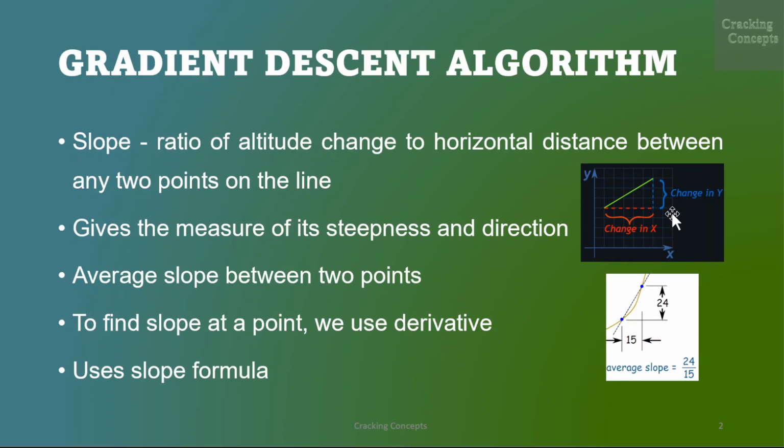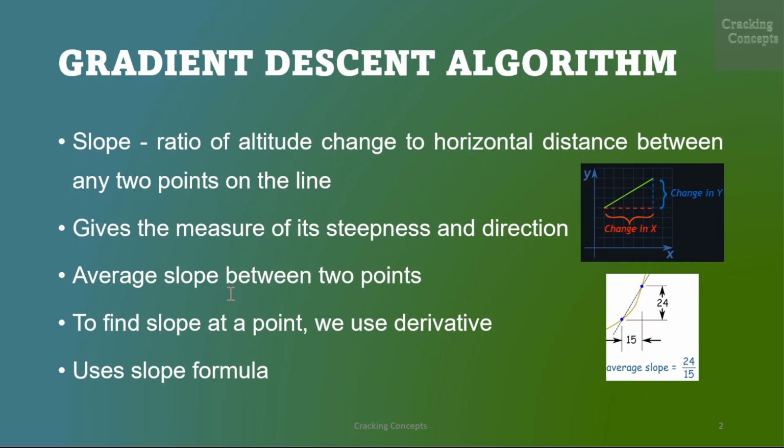Slope is the ratio of altitude change to horizontal distance between any two points in a line. Now this will give us the measure of its steepness and direction. We usually go for the average slope between any two points. For example, considering these 2 points, we have the vertical difference as 24 and horizontal difference as 15. So the average slope will be 24 by 15.